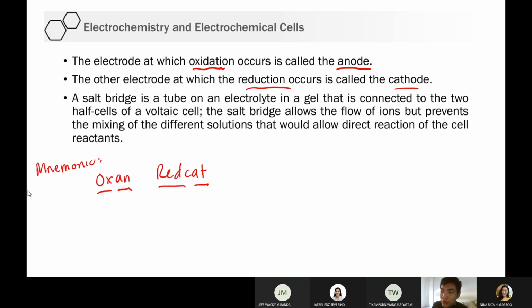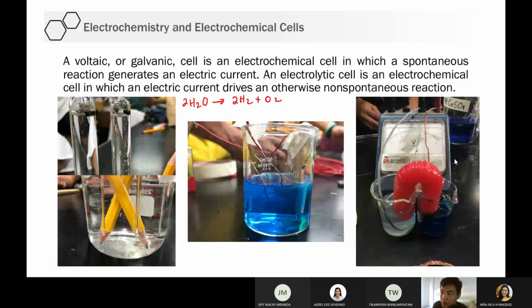Again, for you to memorize this, you have oxidation on the anode, reduction on the cathode. The salt bridge is the one that maintains electrical neutrality in the setup. For example, this is my oxidation, this is my reduction, so this is the anode, this is the cathode. In between them, I have to place my salt bridge. The salt bridge will maintain the balance in the charges of the ions, because if the charge of the ions builds up, then the reaction will stop. Without the salt bridge, this will not produce any voltage.